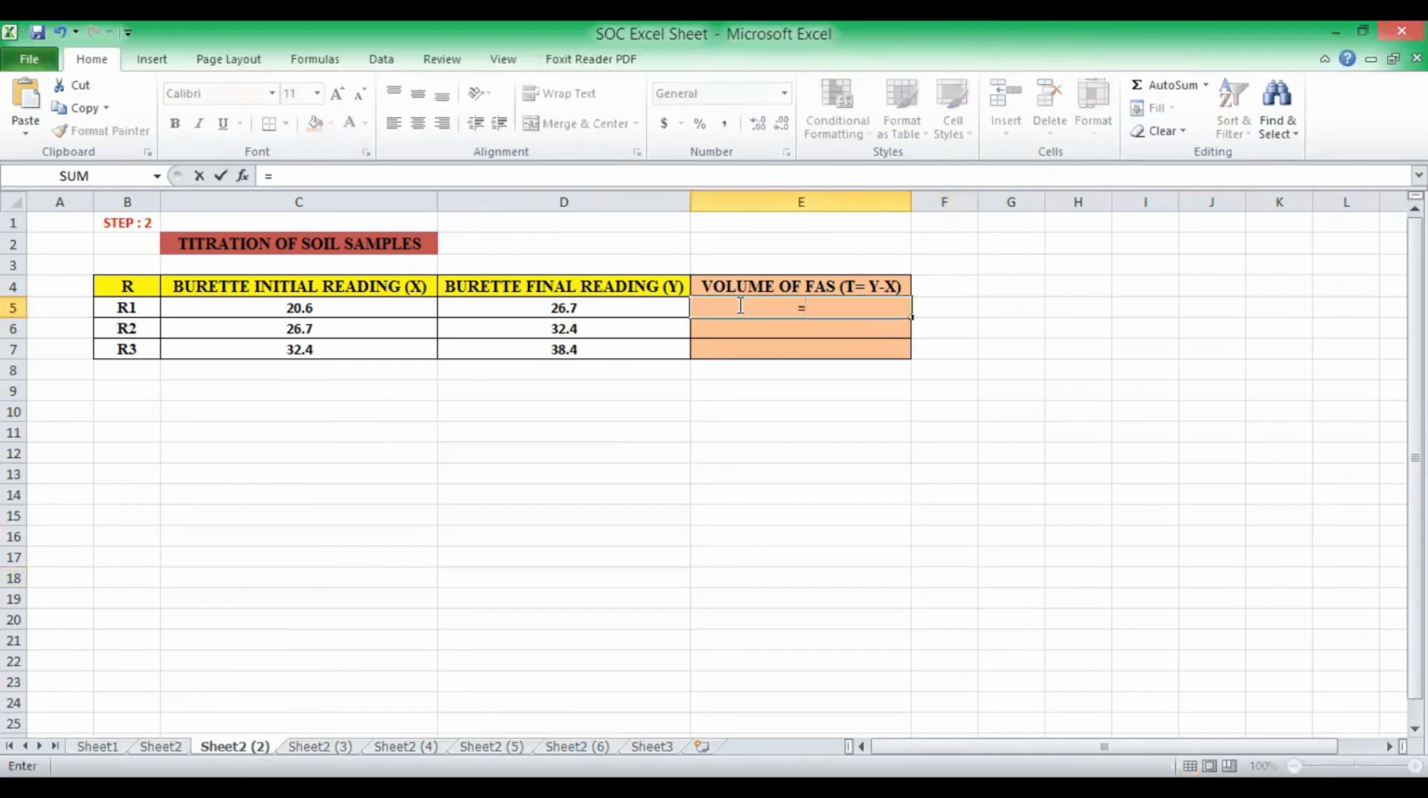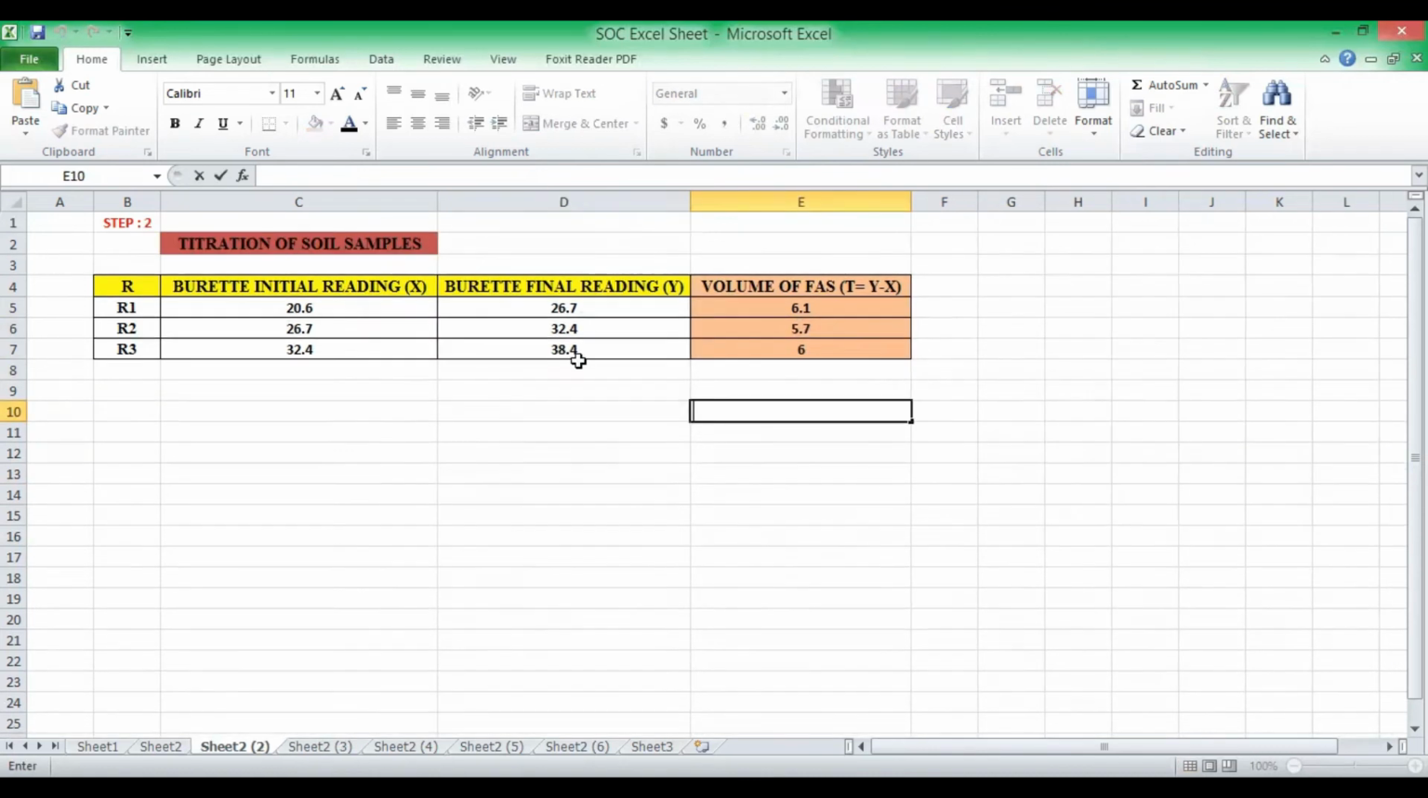And to this, we do an equal sign, final reading minus the initial reading, okay, which is 6.1. And then we'll get for replicate 2 and 3, which is 5.7 and 6. So these are the volume of ferrous ammonium sulfate required to titrate the soil samples. Okay, so this value will be the T value. Just remember, 6.1 will be the T value for R1. T value for R2 will be 5.7. T value for R3 is equal to 6, because T is there in the formula, right?